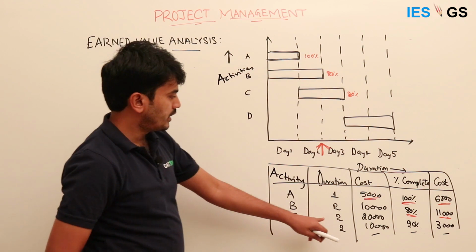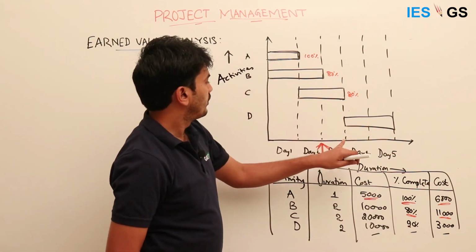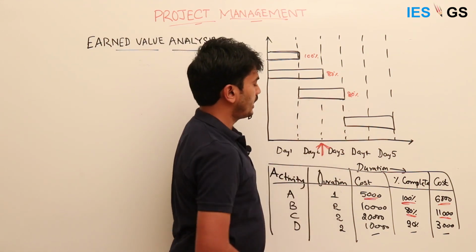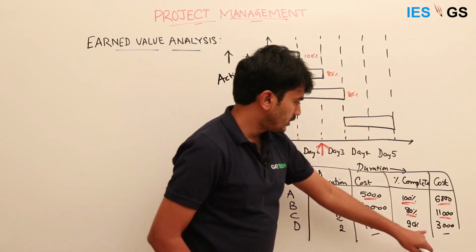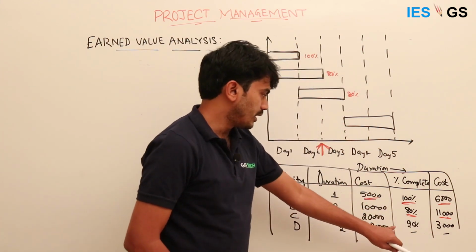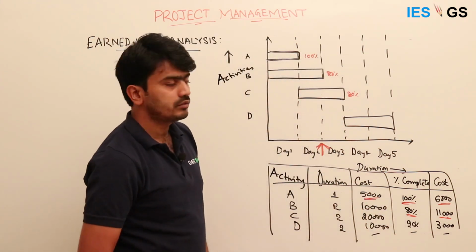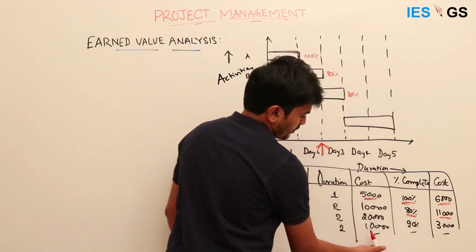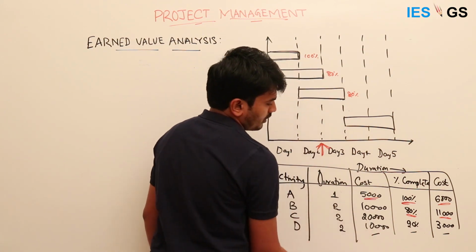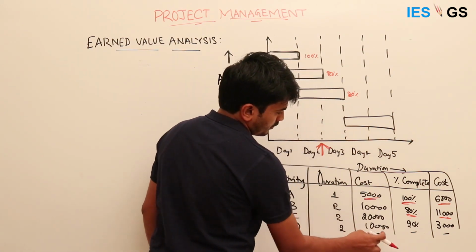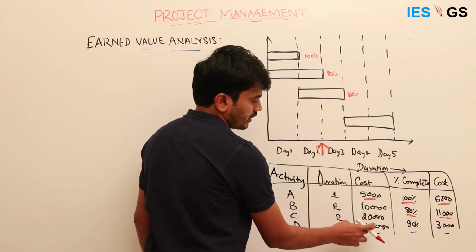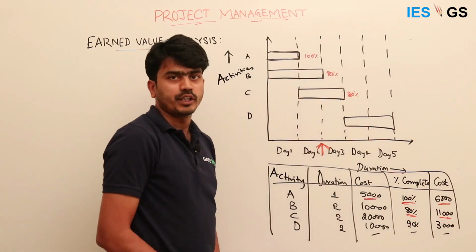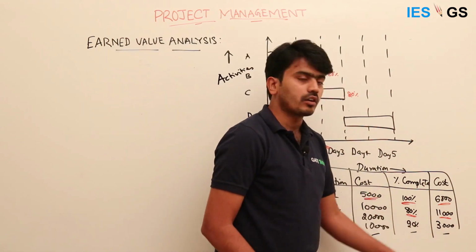Activity C completed 20% by the end of day 2. Ideally it should complete 50% by the end of day 2, and it incurred 3,000 for this 20%. So this is also behind schedule. It should be 50% ideally, and it cost 3,000. For 100% the cost is 10,000, so for 20% it should cost 2,000, but it is also crossing the cost for 20%. So here also it's an over costing.